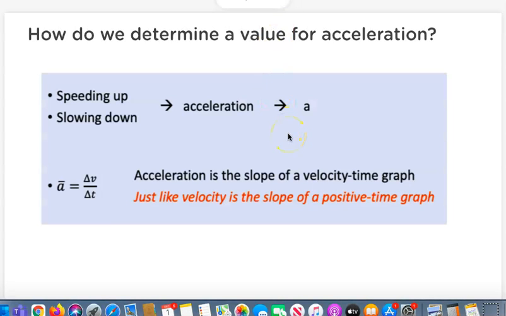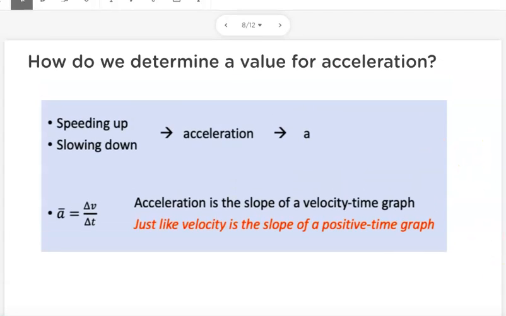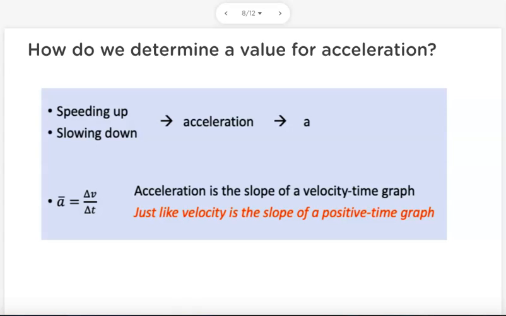So we come here now, and what we see is we want to take these notes. We say, okay, anything that's speeding up or slowing down, it's acceleration. We represent that with the letter A. It's a simple symbol.